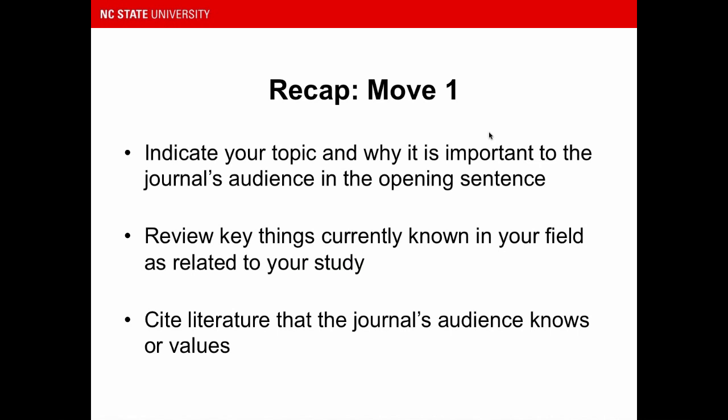Undergrads are attempting this when they're saying things like, in today's society or since the beginning of time, but they don't have the nuanced understanding of the field and research community to be able to do that in the same way that we do. So start off by offering that narrow statement of your topic and its centrality to the field. You also then move to review things that you currently know about that topic in the field.